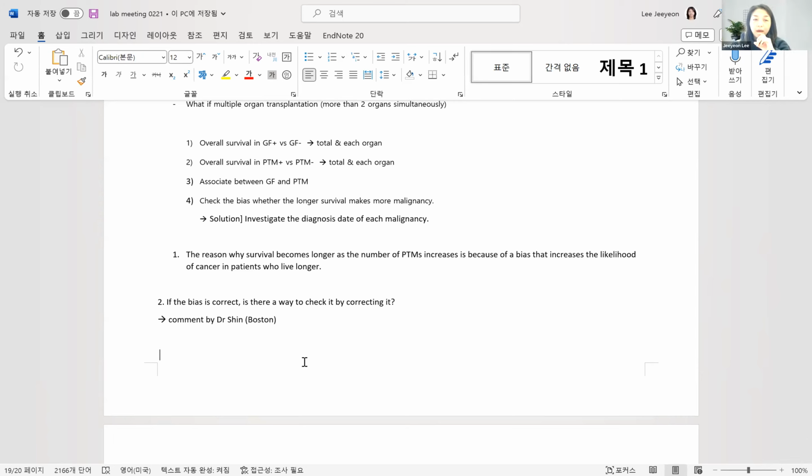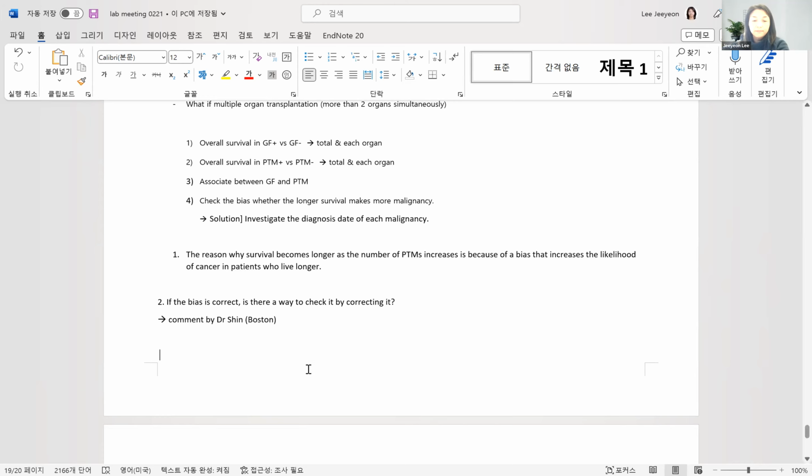Yeah, it could be. First of all, we have to see the data, but if there is some kind of bias, then we have to describe the reasons or other theories. So then we can ask Dr. Shin.